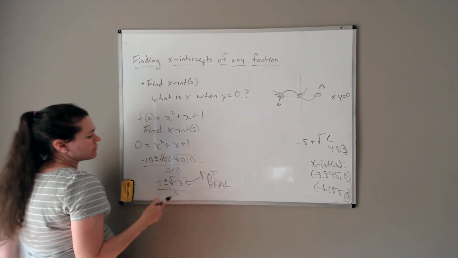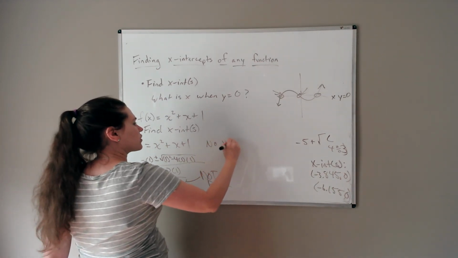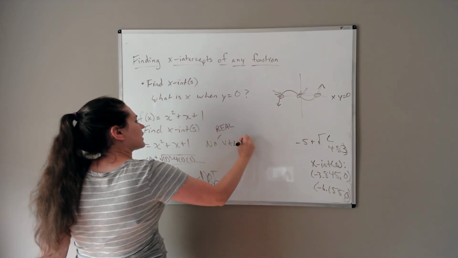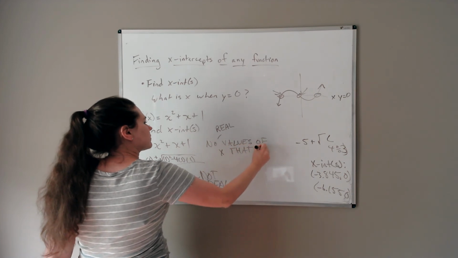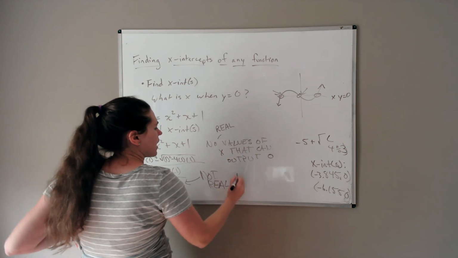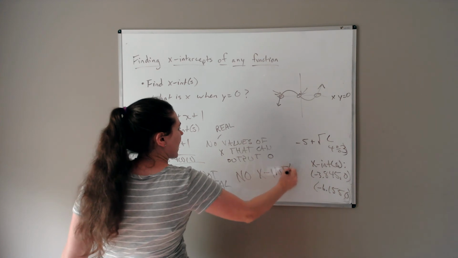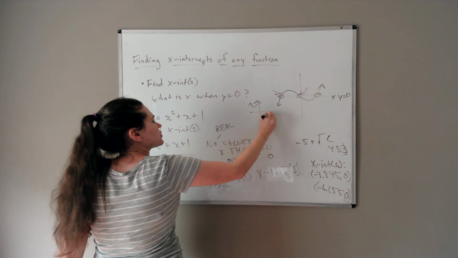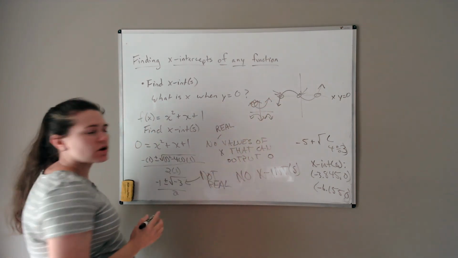If this is not a real number, that means there are no real values of x that can output 0. So what does that mean? That means that this function has no x-intercepts at all. But that's okay. That just means it looks like this or it looks something like this. Okay? It just means that it has no x-intercepts.